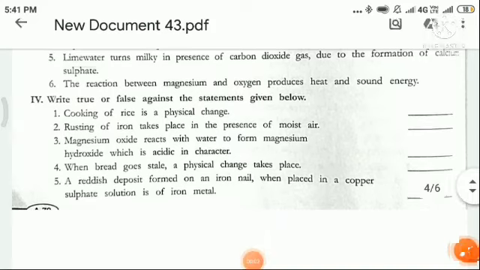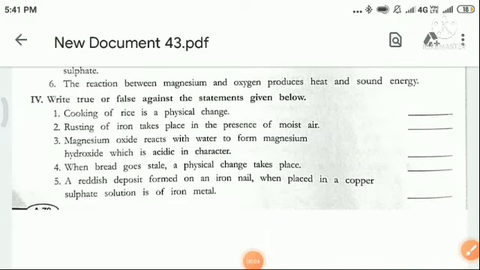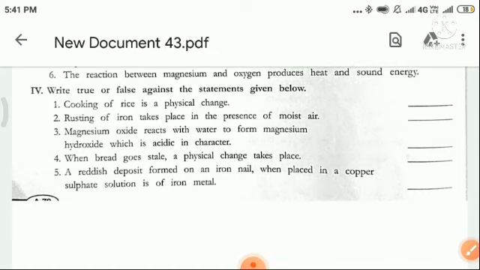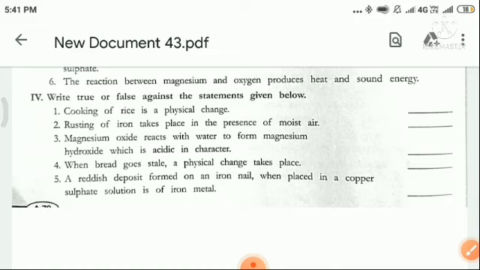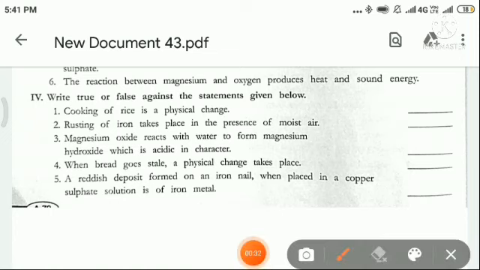So now question number 4, that is bread goes stale, a physical change takes place. So when bread goes stale, that means you keep a bread for a very long period of time, you will see that a smell starts to come from it, okay. And only in a chemical change do we get a new type of smell. So if you look at the properties, you will see that during chemical change a new kind of smell is obtained, okay. So this is a property of chemical change. So this is also false.